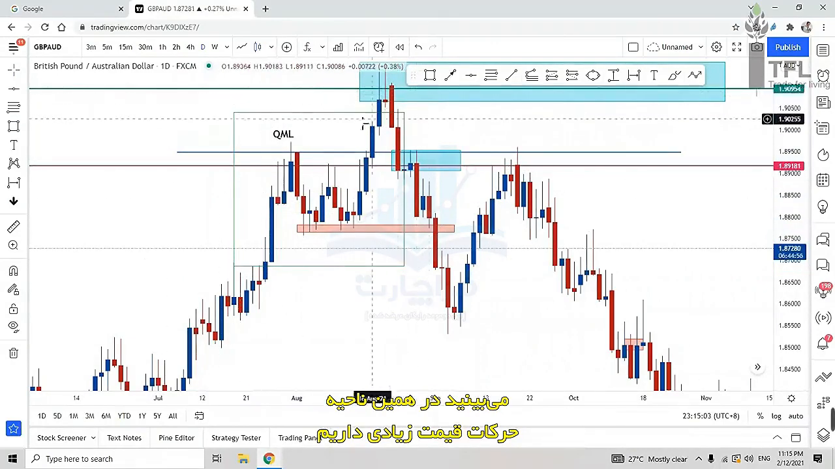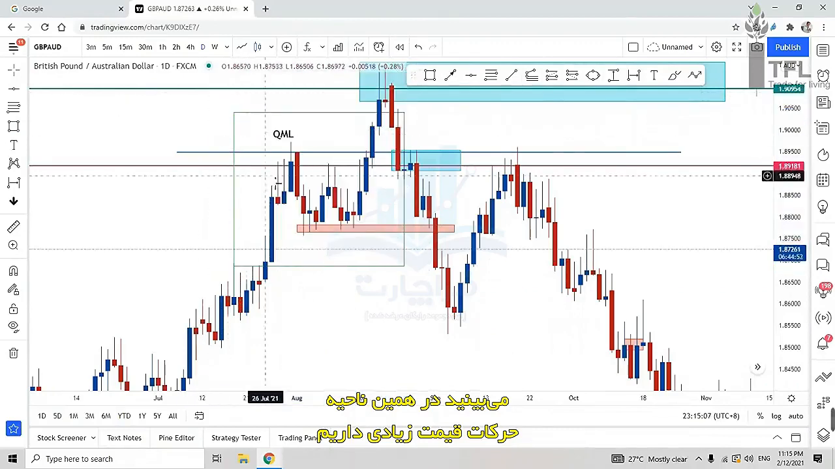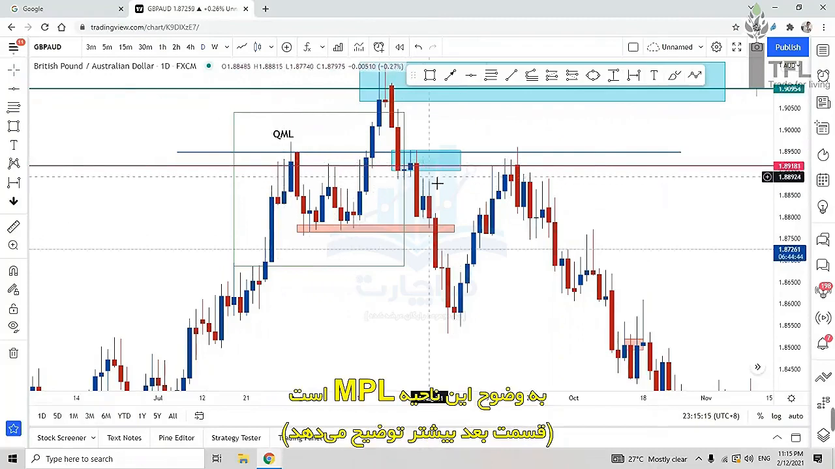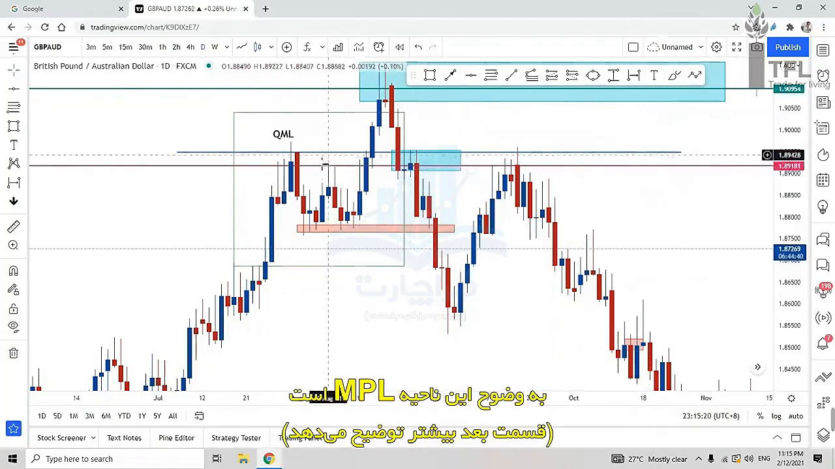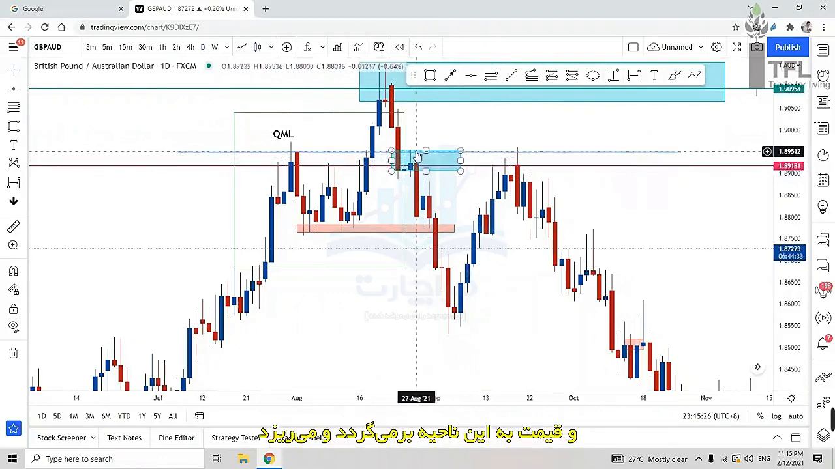You can see that there is a lot of price action, right? There is a lot of rejection. So it's very obvious this is a QML. Sorry, this is an MPL, maximum pain level. And of course, you need to find your decision point, and this is where the price will come back and then break.